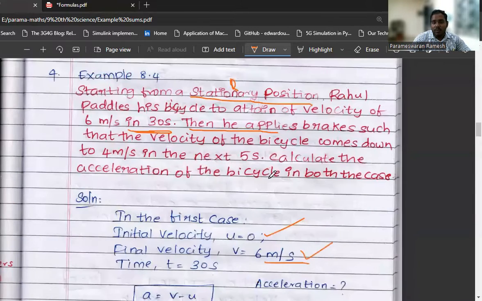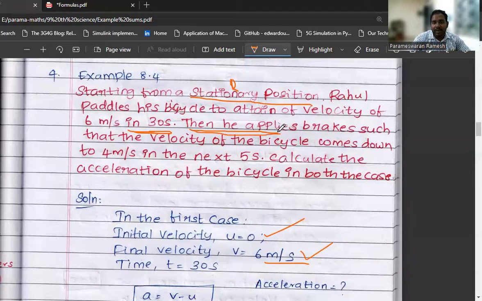So coming to case 2. Then he applies brakes. In that, the initial velocity would be 6 meter per second. While riding, he applies brakes due to some obstacles. The velocity of the bicycle comes down. At that time, the velocity comes down to 4 meter per second.